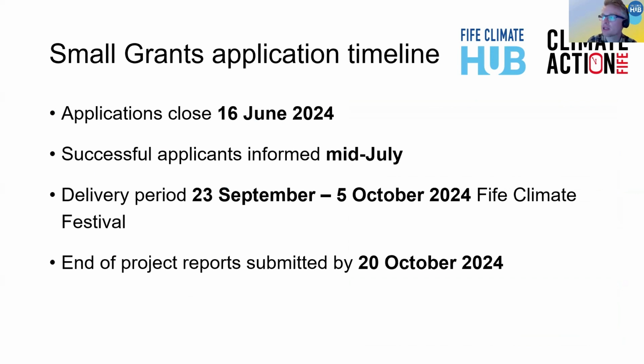Here is the little application timeline to help you know when to apply. Applications close on the 16th of June. We will be in contact with successful applicants and inform them in the middle of July with the idea that we can pay the money into your account by the end of the month, although we do need a signed grant agreement form back from you before we can do that. The delivery period is in the Fife Climate Festival, the 23rd of September to the 5th of October. And we require an end of project report submitted roughly about 2 weeks after the end of the festival, so by the 20th of October.